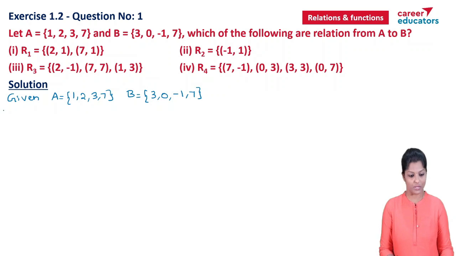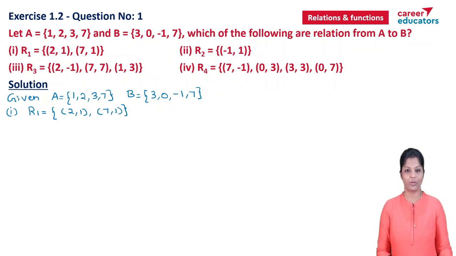In first subdivision, R1 is given as {(2, 1), (7, 1)}. To check R1 is a relation from A to B, first we have to find A cross B. A cross B equal to, write all the elements of A, 1, 2, 3, 7, cross, write all the elements of B, 3, 0, minus 1, 7.